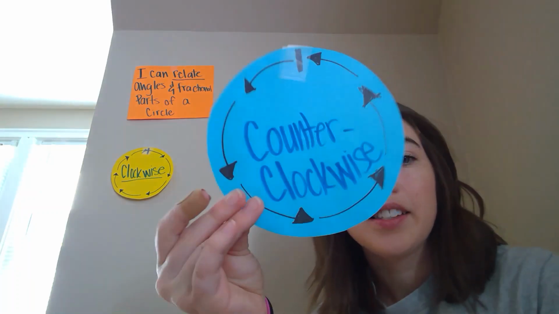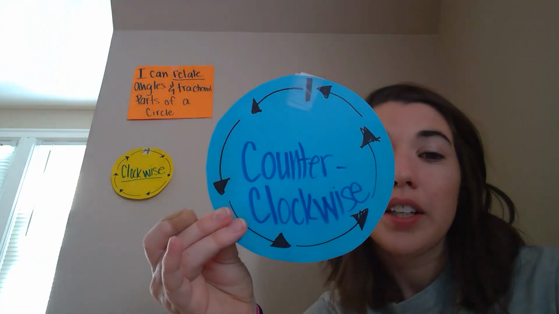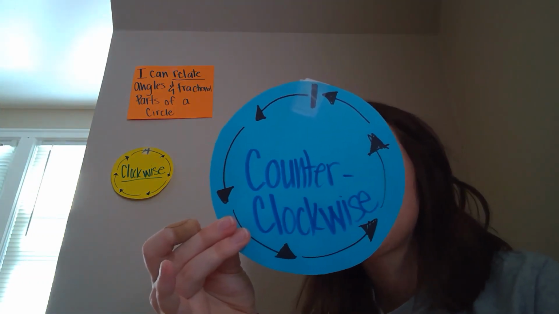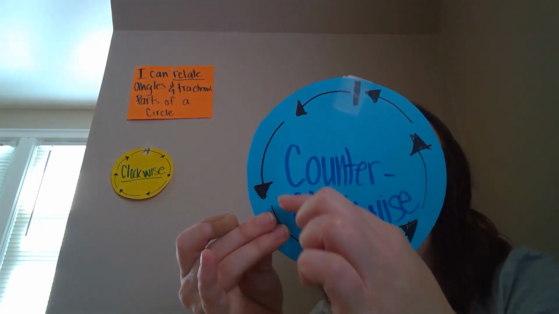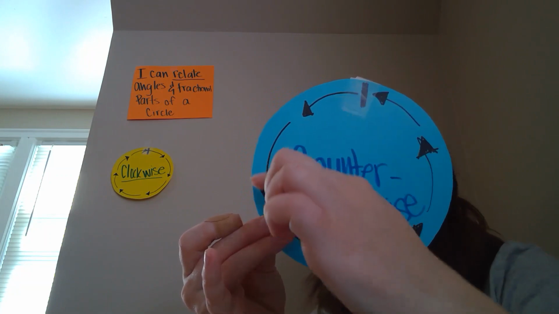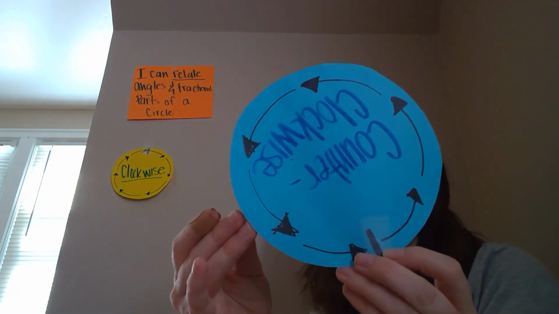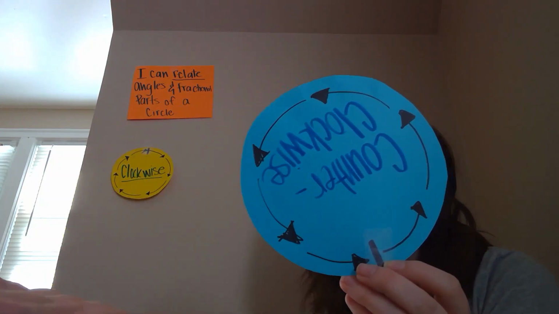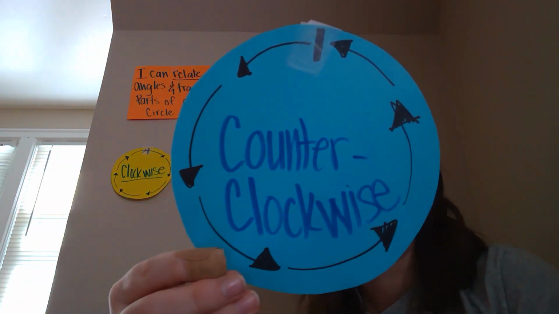Your next vocabulary word you're going to need is counterclockwise. This part of the word, counter, means the opposite or against. So if I'm moving the opposite of clockwise, or against clockwise, I would be moving to the left. Just like clockwise, I can start here or anywhere on this circle. But if I am moving in this direction, or the opposite way that a clock would move, I am moving counterclockwise.